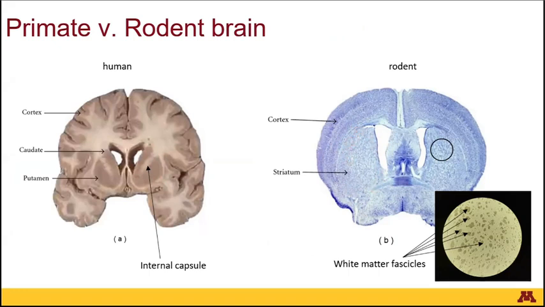And I've shown here just a simple light microscopy image where you can see the cross-section of white matter fascicles among the gray matter of the striatum. So in humans, you have distinct gray matter, white matter, gray matter, whereas in mice, it's kind of a mix of gray matter and white matter together.